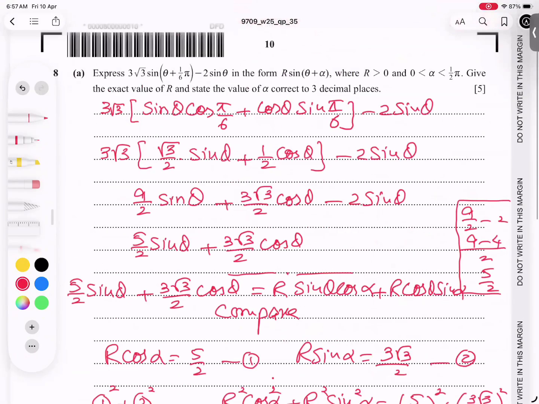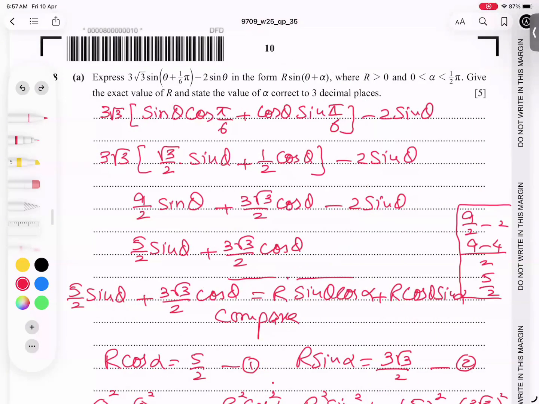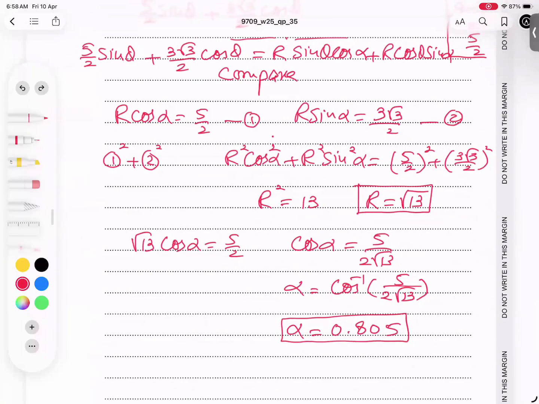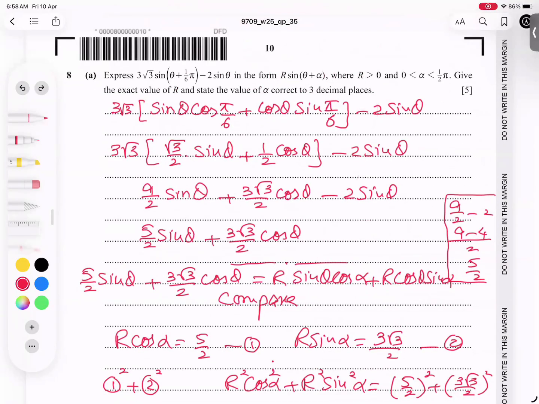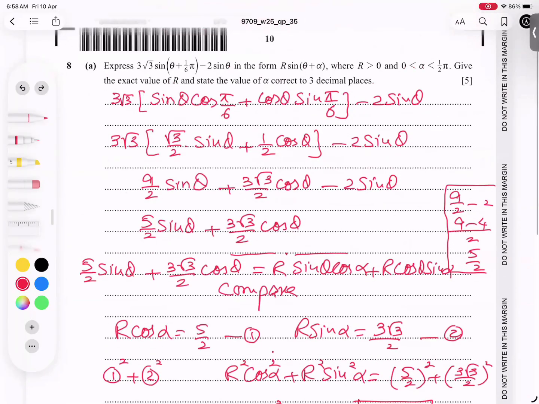And let me check finally. Yes. So it is not compulsory to put in this formula, but I'm going to put it, which is very important for the next part of the question. So here, the R value is root 13, and then we have sine of theta plus alpha, which is 0.805. So this value I have plugged in: theta plus alpha, done.